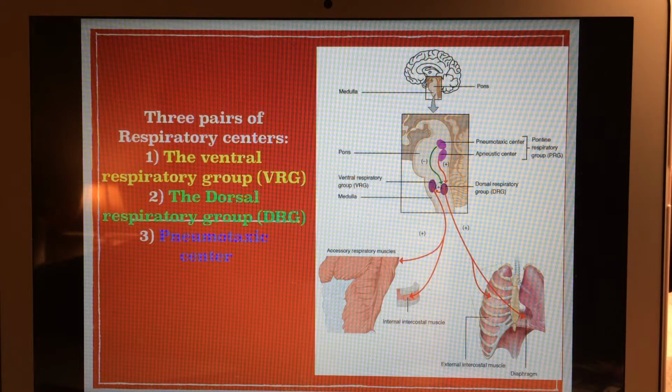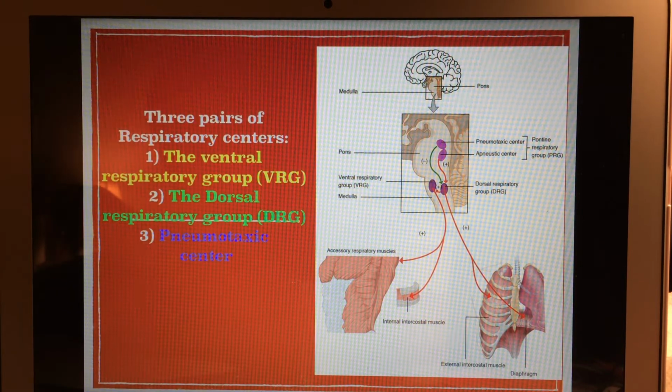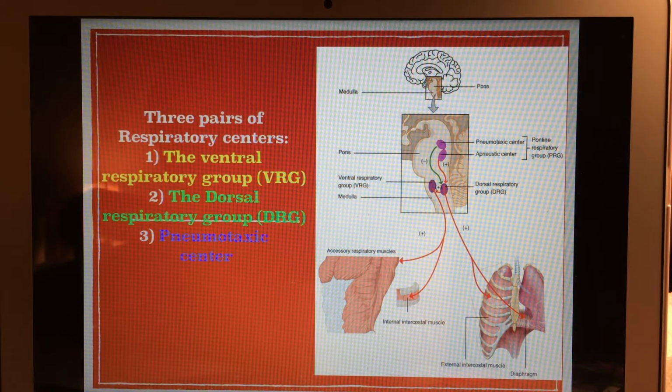They modify the rhythm of the ventral respiratory group. This group receives input from higher brain centers, including the hypothalamus, which is from here, and the cerebral cortex, and issues output to both the dorsal respiratory group and the ventral respiratory group.